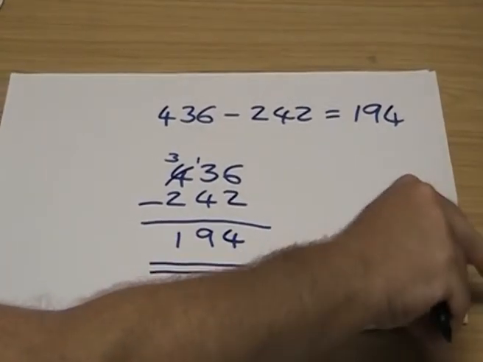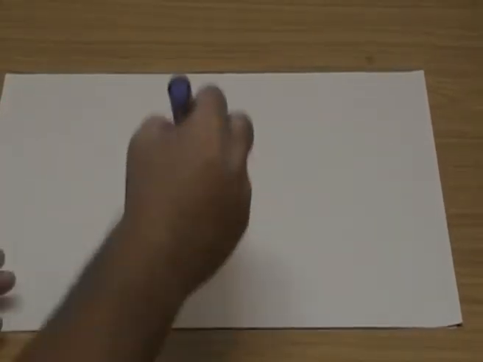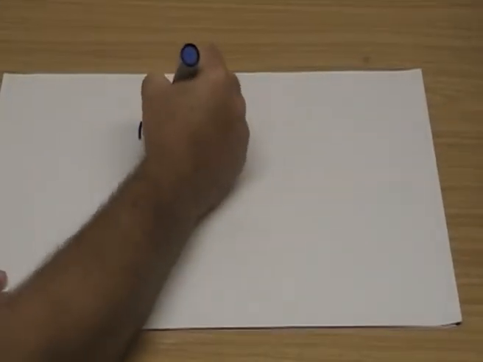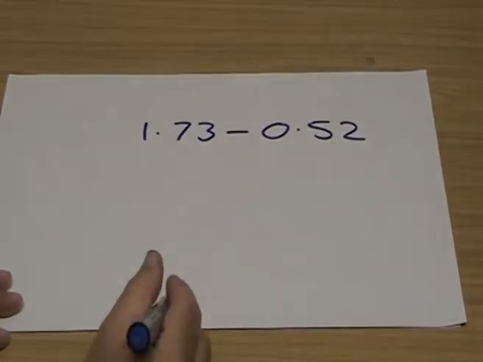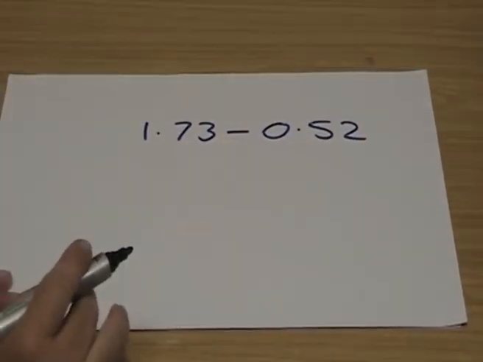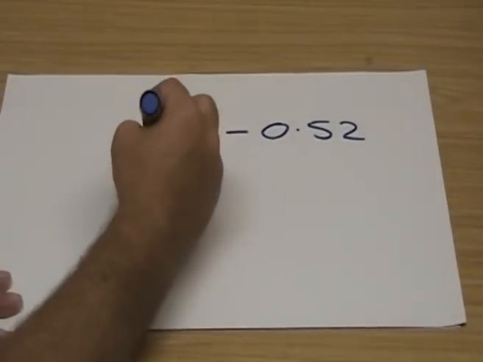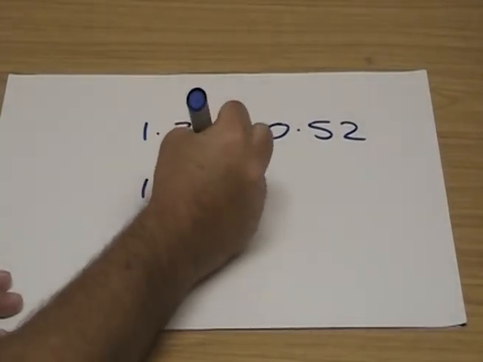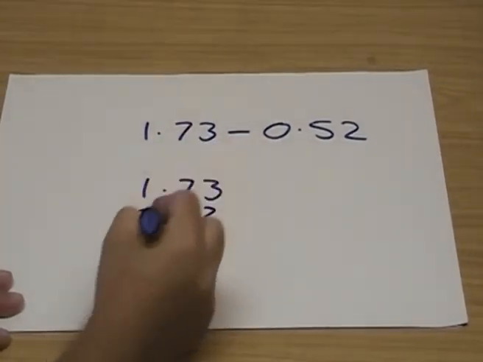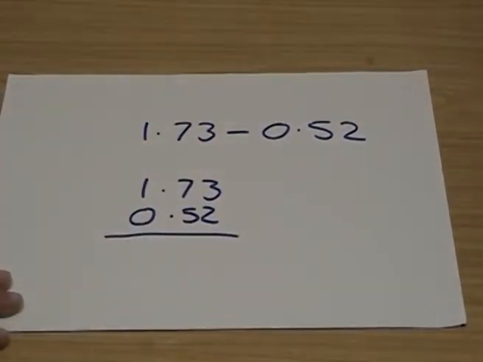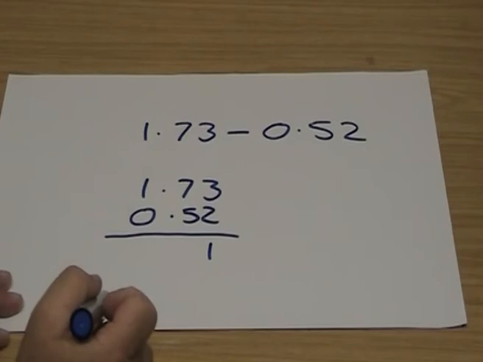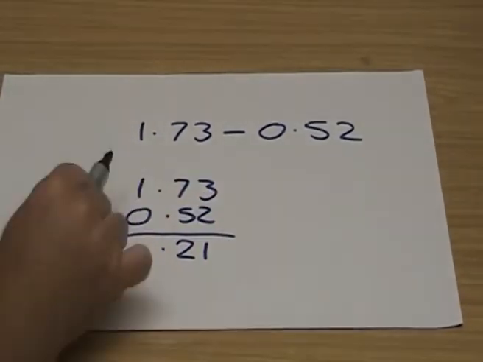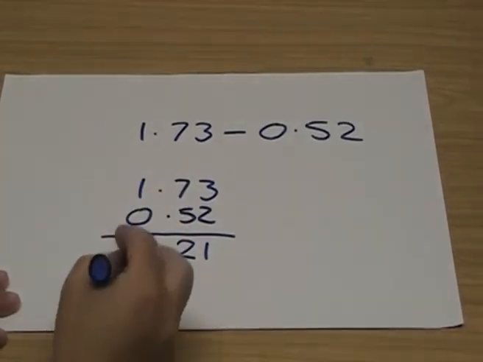Let's look at the second question. 1.73 take away 0.52. Again, remember the order you do this calculation is important, and it's important that your columns are correctly aligned. So we'll have 1.73, 0.52. Notice the correct alignment. 3 take away 2 gives us 1. 7 take away 5 gives us 2, and 1 take away 0 gives us 1. That was actually a very straightforward question.